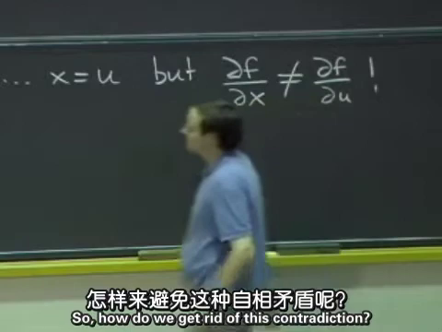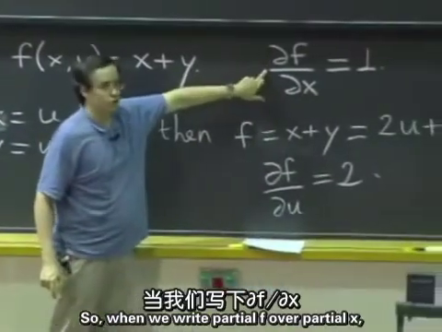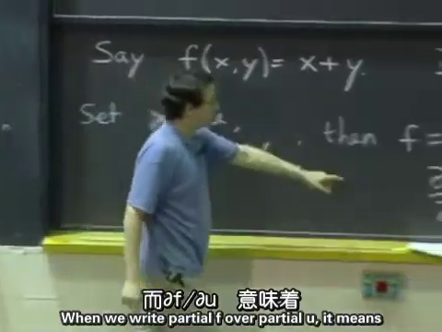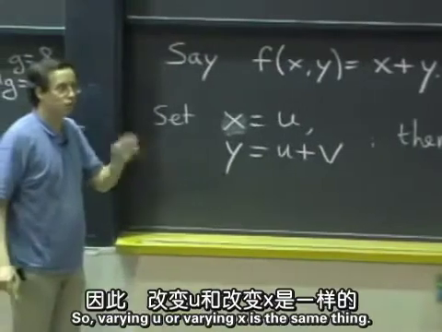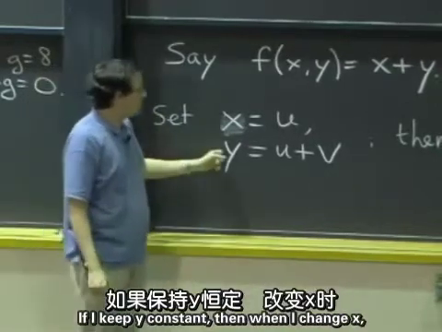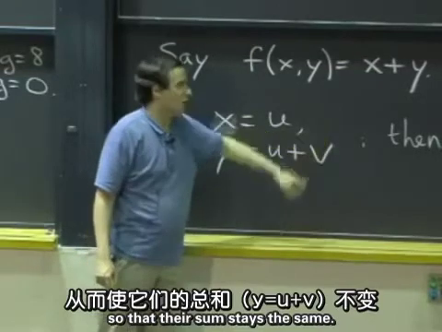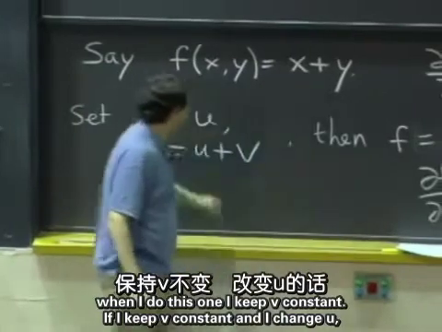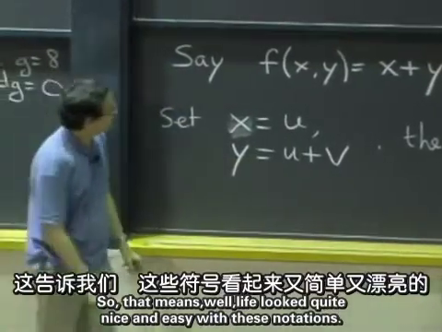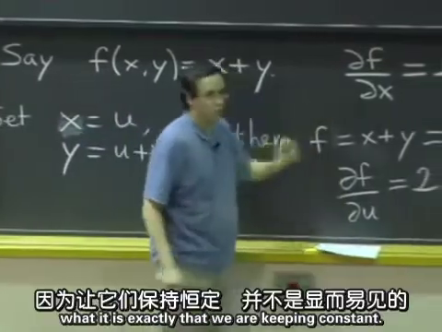So how do we get rid of this contradiction? Well, we have to think a bit more about what these notations mean, okay? So when we write partial f over partial x, it means that we are varying x, keeping y constant. When we write partial f over partial u, it means we are varying u, keeping v constant. So varying u or varying x is the same thing, but keeping v constant or keeping y constant are not the same thing. If I keep y constant, then when I change x, so when I change u, then v will also have to change so that their sum stays the same. Or if you prefer the other way around, if I keep v constant and I change u, then y will change. It won't be constant. So that means, well, life looked quite nice and easy with these notations. But what's dangerous about them is they're not making explicit what it is exactly that we are keeping constant.